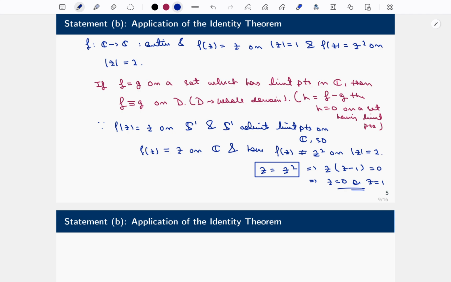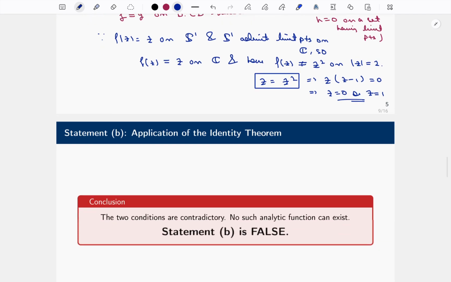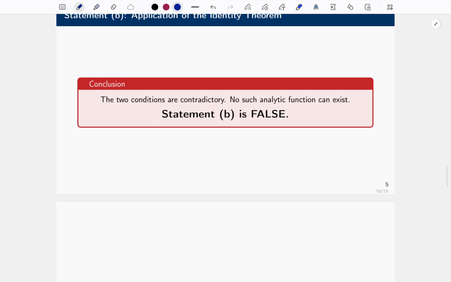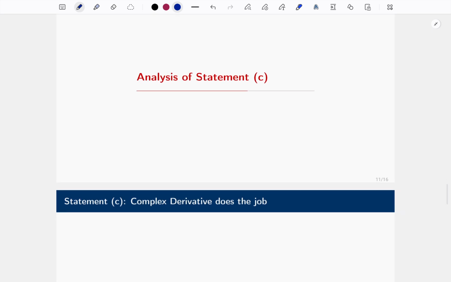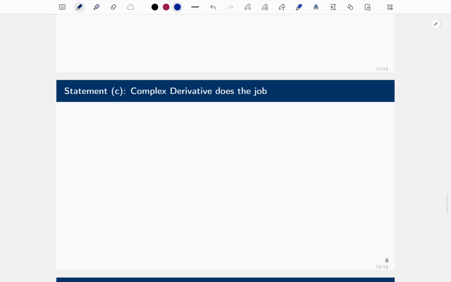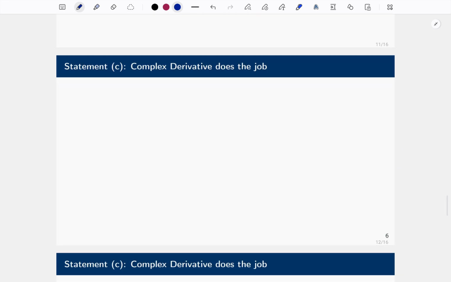So this is an easy application of the identity theorem. Is it clear? Okay. So the two conditions are contradictory. No such analytic function can exist. So statement B is false. Now let us come to statement C, and this is in fact the most interesting statement which we have.